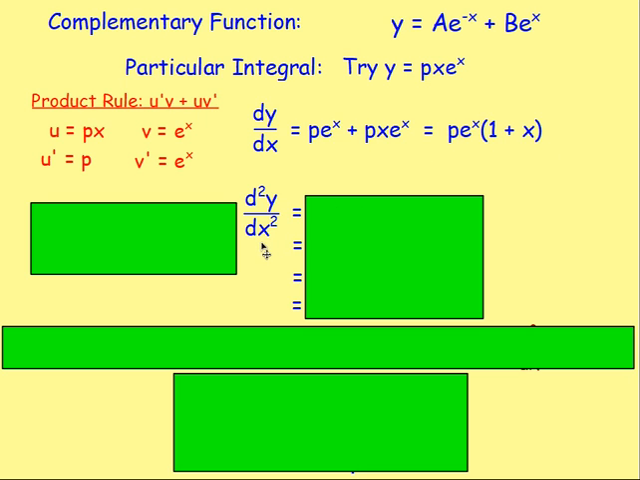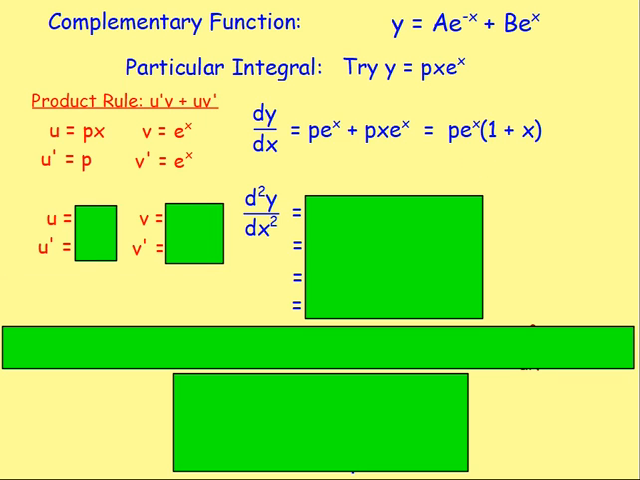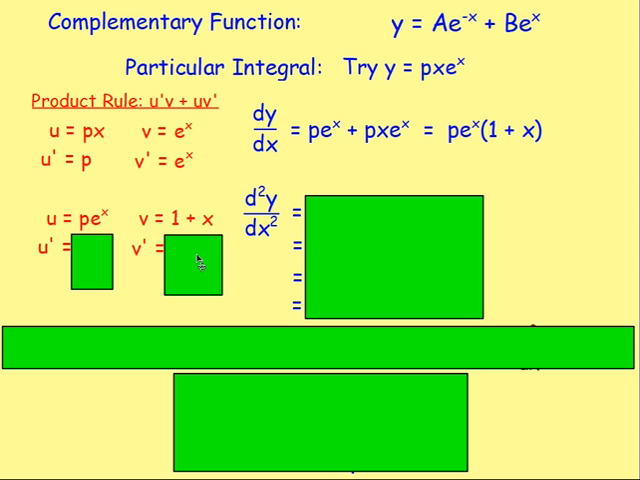We need to get the second derivative as well, so for the second derivative, again we have to differentiate. If we differentiate p e to the power of x times 1 plus x, what would you use? Product rule! You got it! So the product rule, u and v again, u is p e to the power of x, v is 1 plus x. u dash, differentiate p e to the power of x, it stays the same. Differentiate 1 plus x, well, that's 1 plus 1x, so differentiate that, it goes to 1.